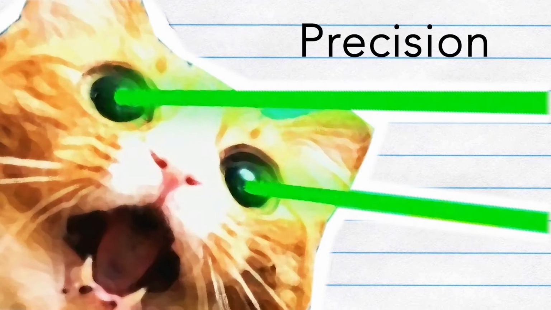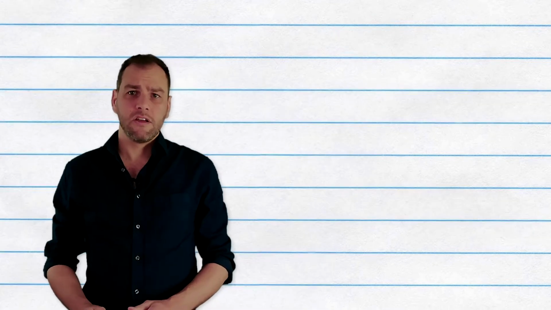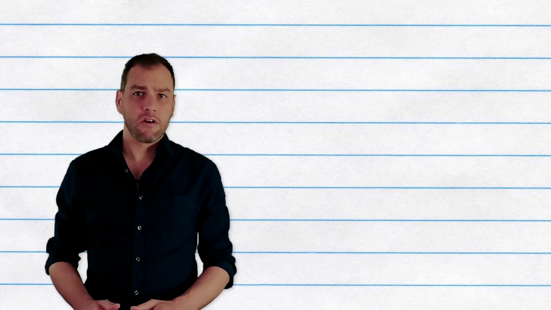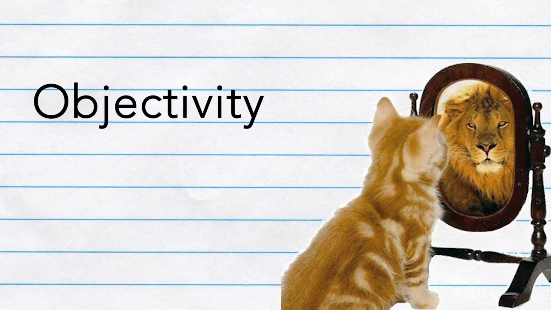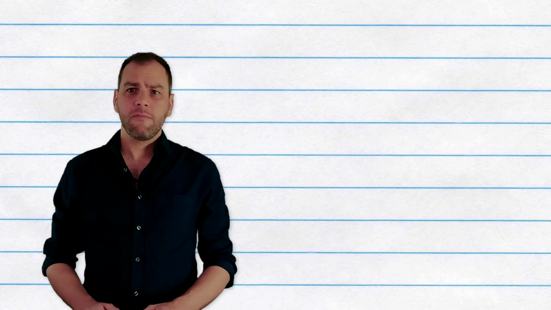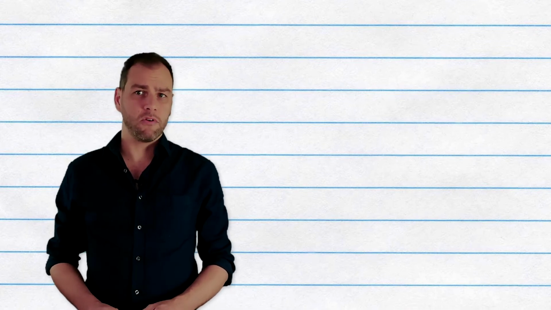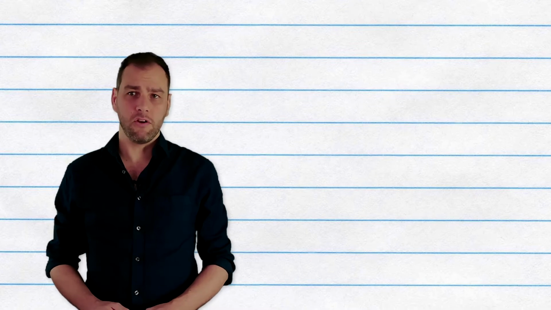Precision. In academic writing, you need to be precise when you use information, dates or figures. Don't write a lot of people when you can say 5 million people. Objectivity. This means that the main emphasis should be on the information you want to give and the arguments you want to make, rather than on you and your opinion.